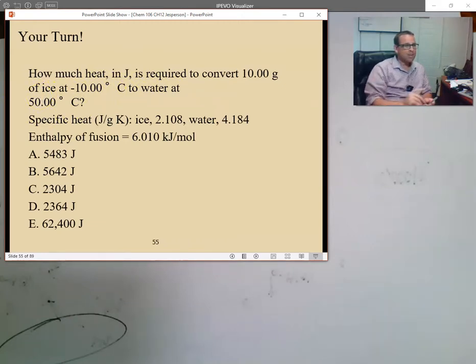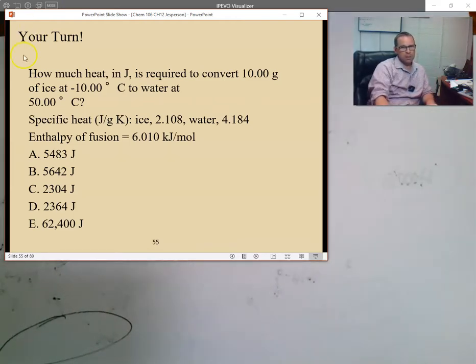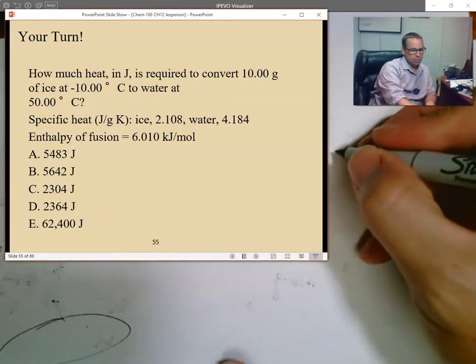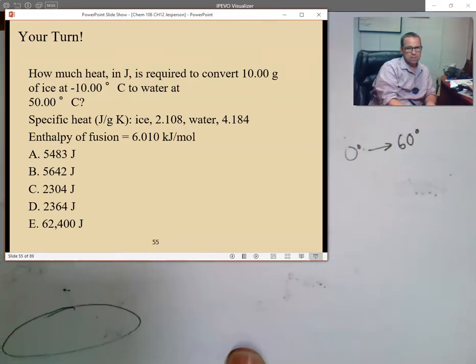Okay? Now this is a little bit different, right? All the questions we had before about how much energy was required to change the temperature of a substance never encompassed an actual phase change, right? If I wanted to know how much heat in joules is required to convert 10 grams of ice, if instead of starting at negative 10 degrees Celsius, I just went from 0 to 50 or 0 to 60, because here we can see the change is negative 10 to 50. That's 60 degrees. So could I just answer this question by saying how much heat in joules is required to convert the 10 grams from 0 to 60 degrees Celsius?